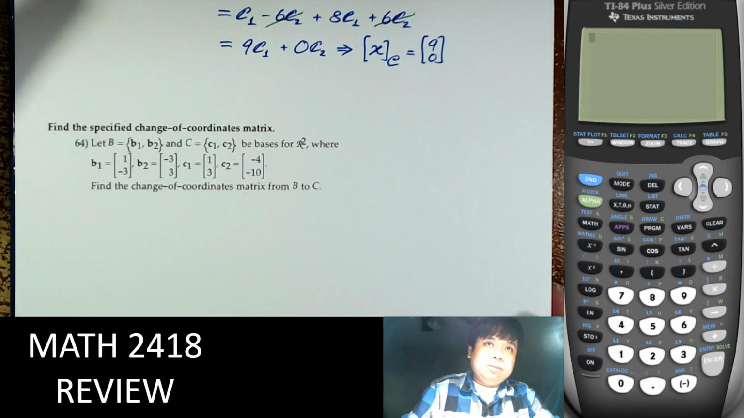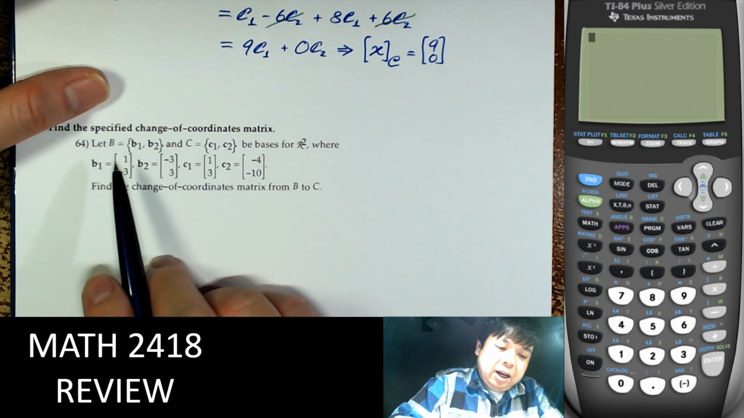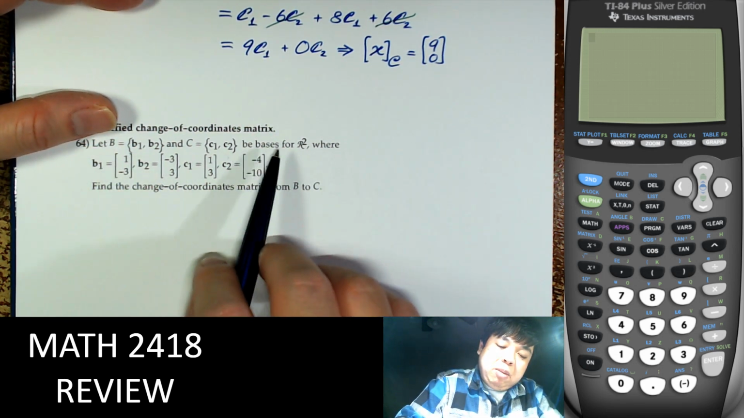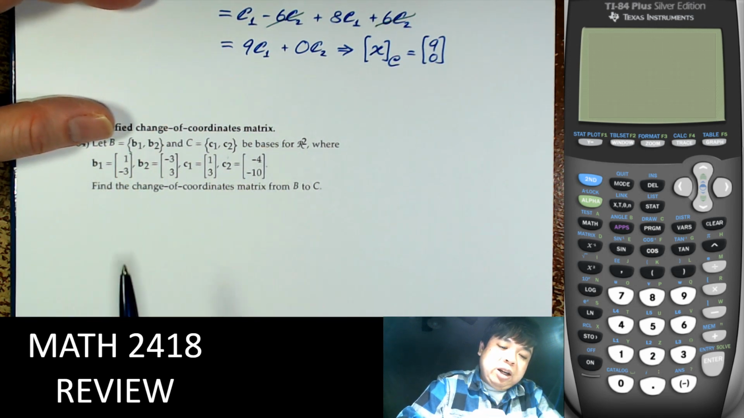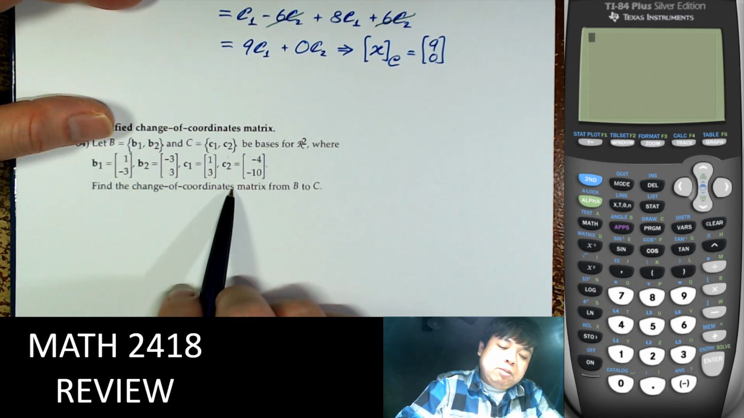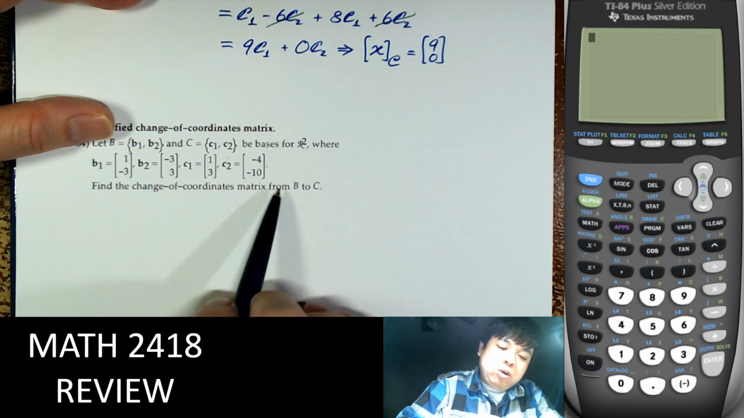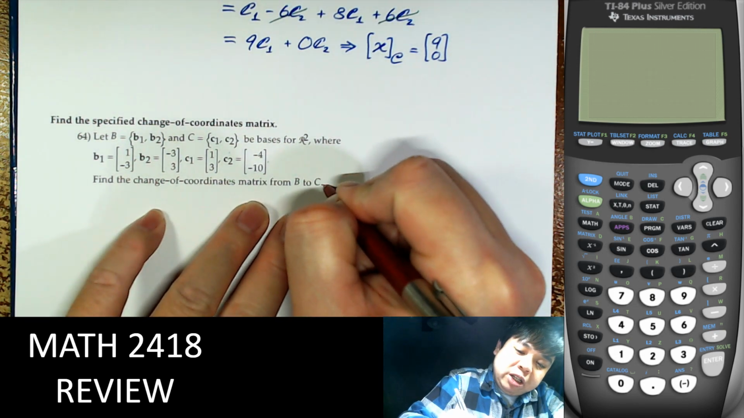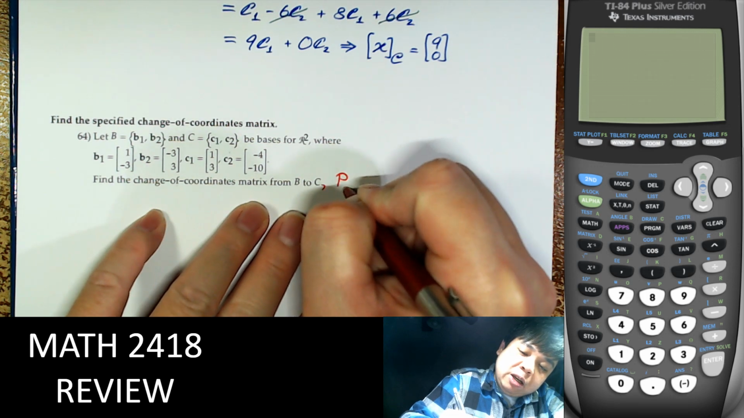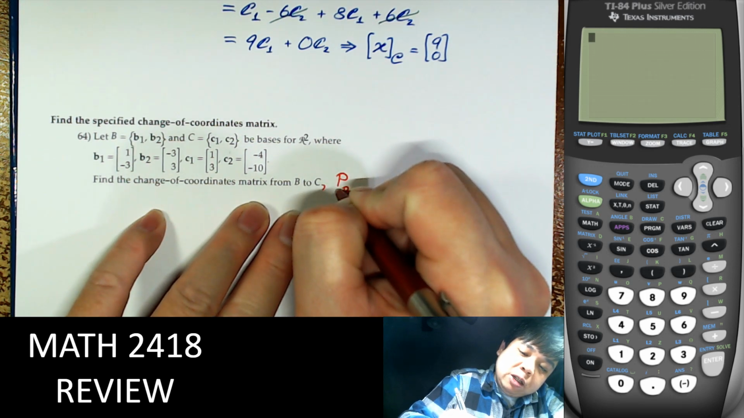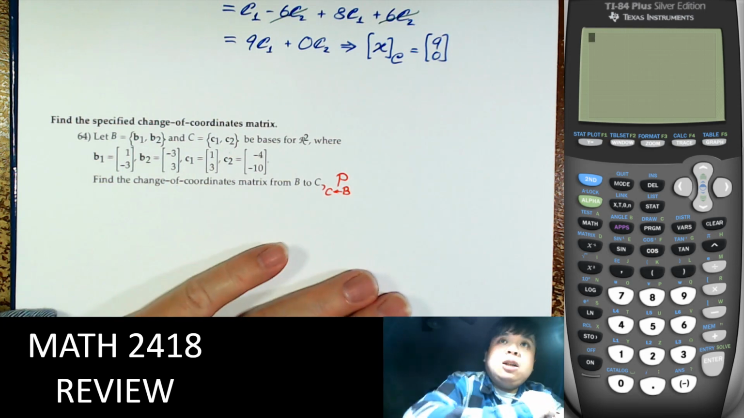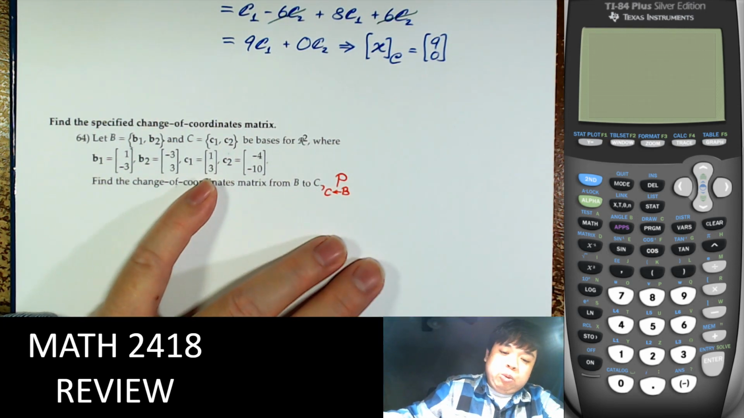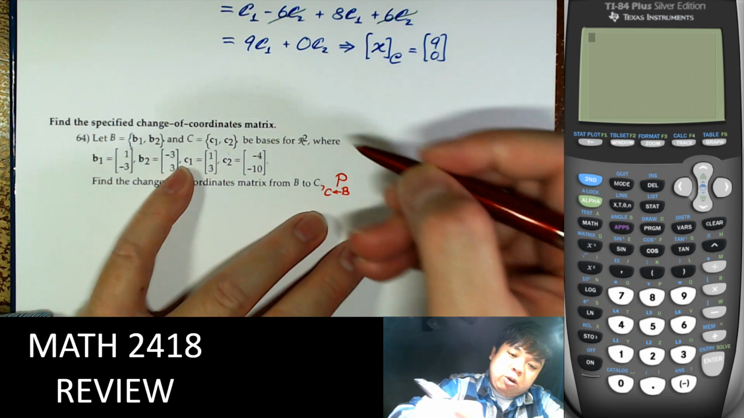Right. Next, let B be this and C be that, bases for R2. We are given this. Find the change of coordinate matrix from B to C. So the change of coordinate matrix from B to C, we go from B to C like that. And the way we do that is we do the reduced row echelon form of the following.